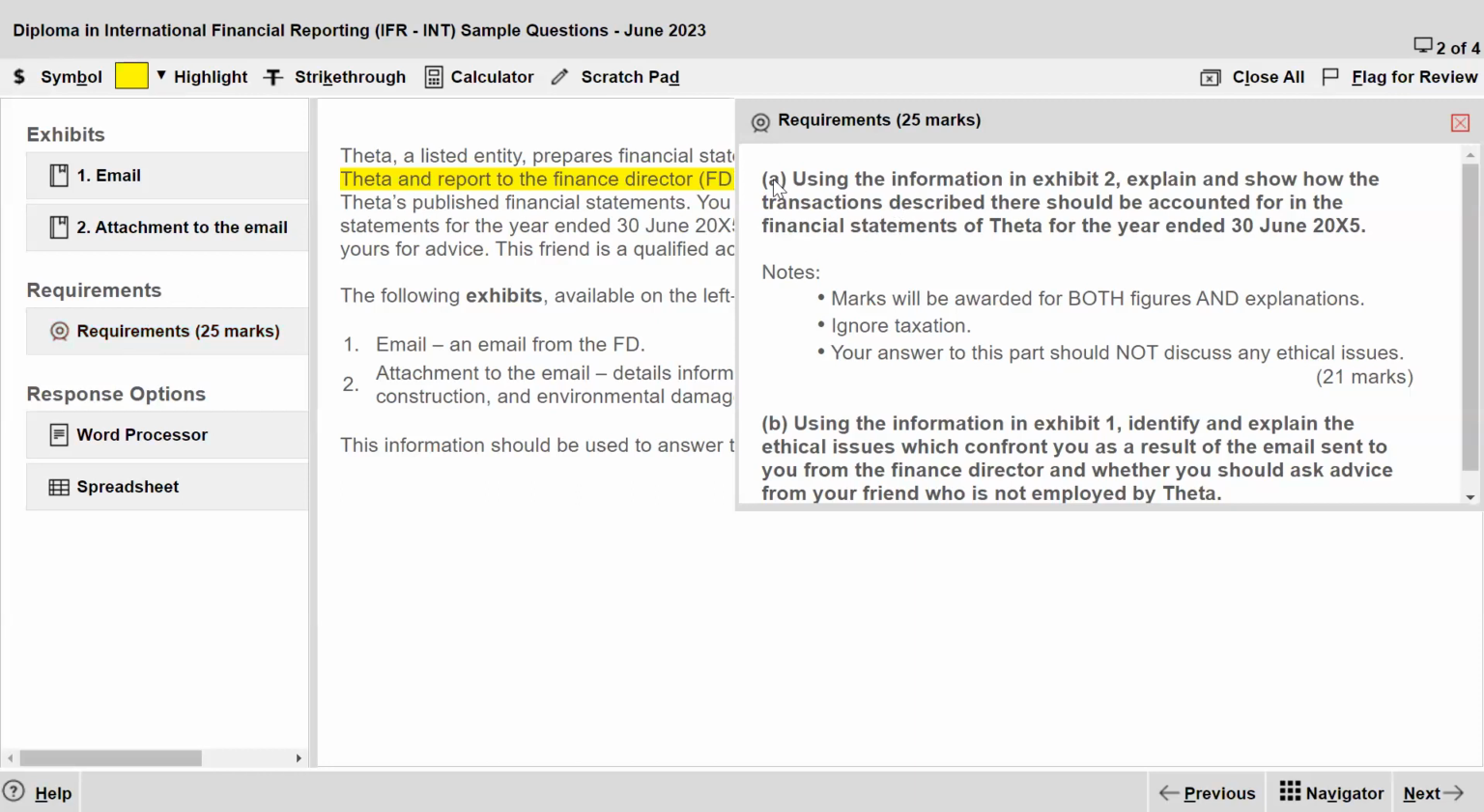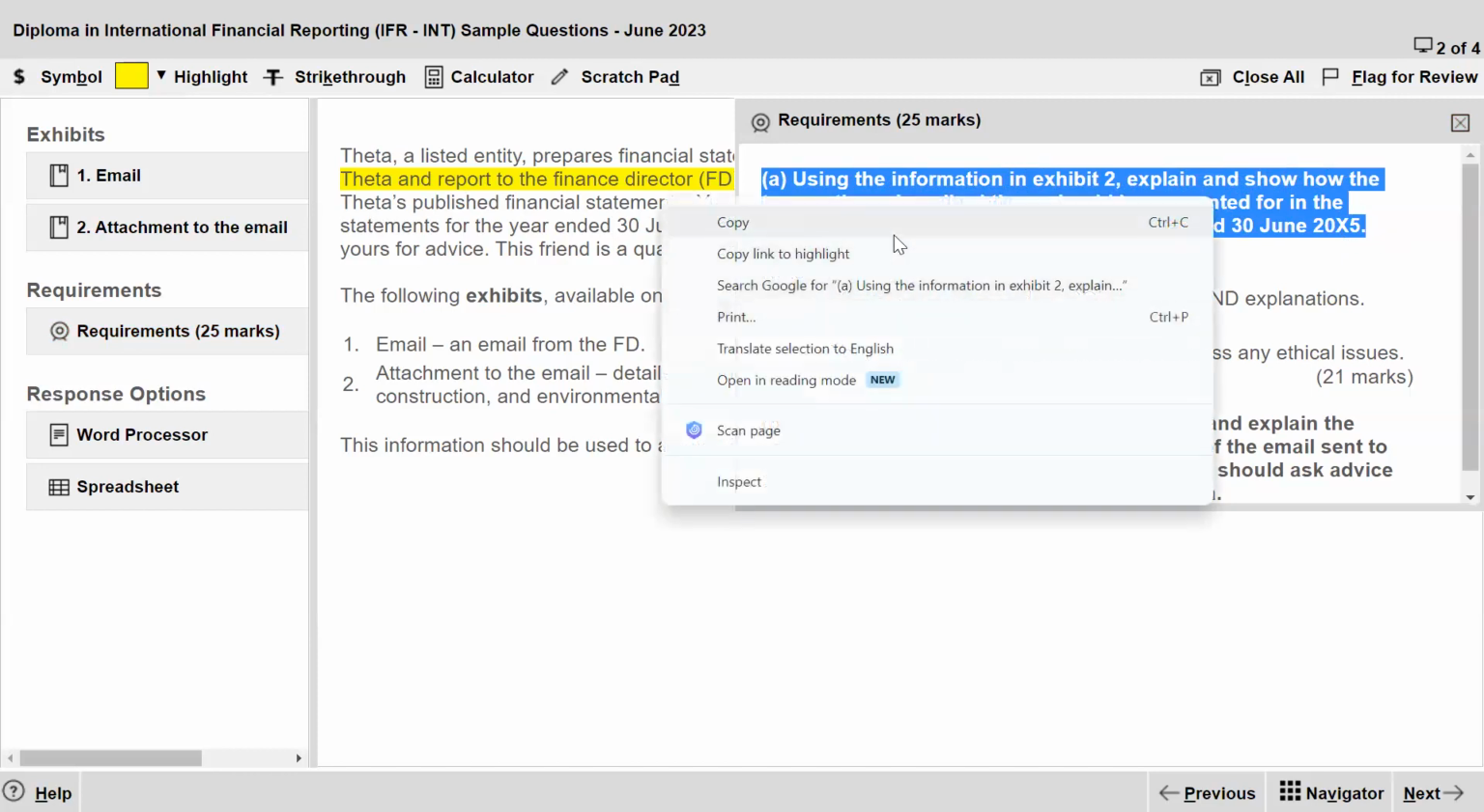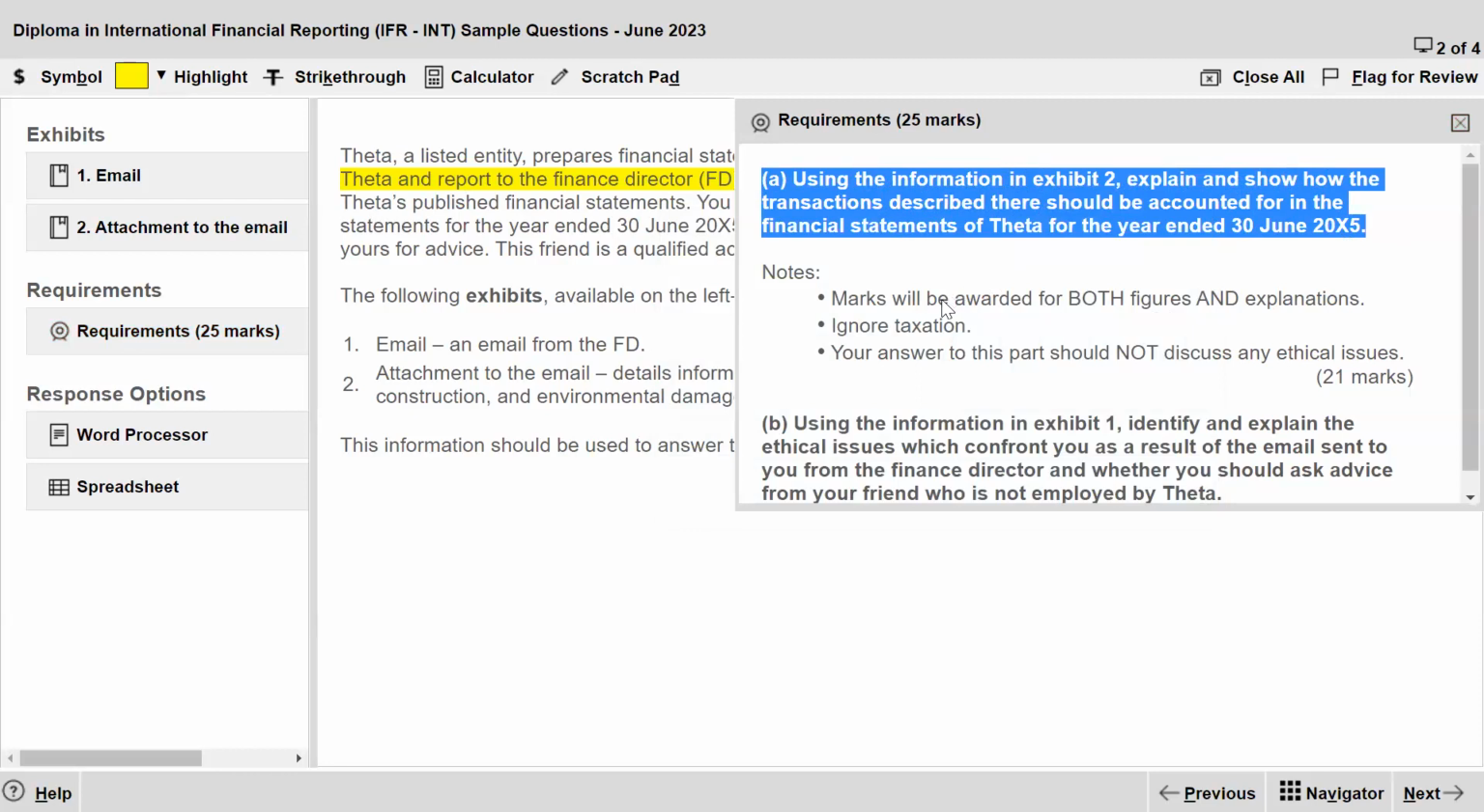using the information in Exhibit 2, explain and show how the transactions described there should be accounted for in the financial statements of Theta for the year ended 30th June 2000 and for the year ended 30th June 2005. Marks will be awarded for both figures and explanations. Ignore taxation. Your answer to this part should not discuss any ethical issues.